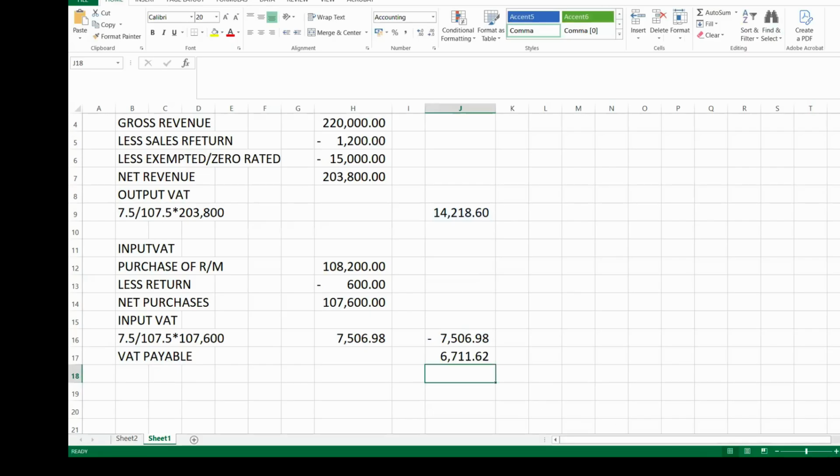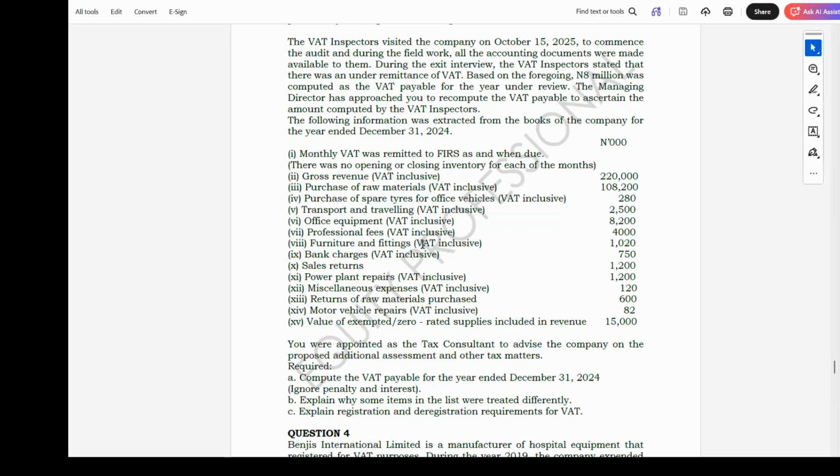How to calculate your VAT in relation to a scenario: the information you are given will be relevant during the computation of your value added. So that's the reason why you need to know how to categorize your expenses: direct and indirect, as well as capital expenditure.